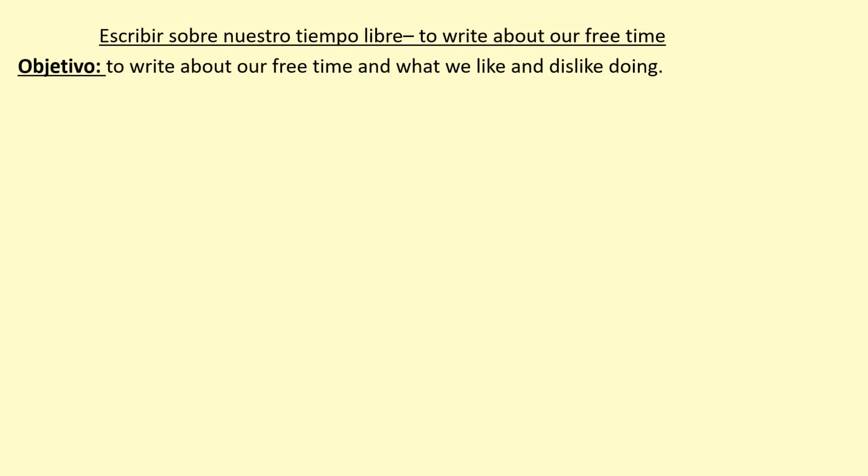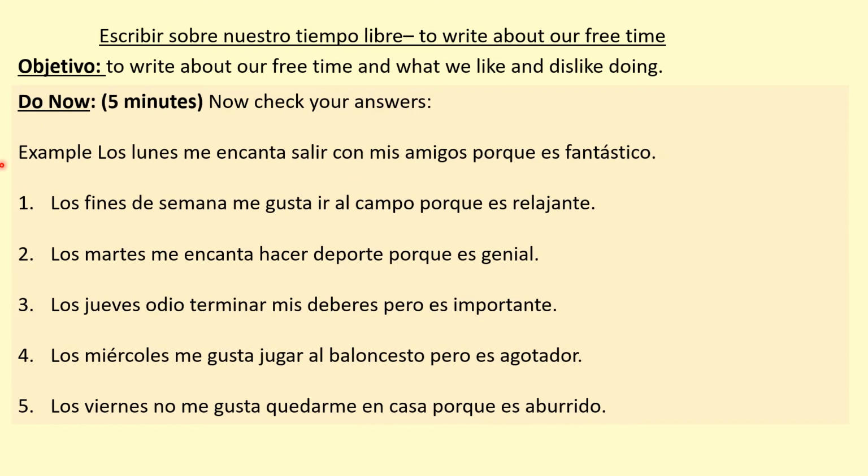Okay, let's look at your answers now. So we had the example, salir, to go out. Número 1. You should have written ir al campo, to go to the countryside. Número 2. You should have had hacer. Me encanta hacer deporte. I love to do sport. And you should know that after an opinion verb, we always have the infinitive. So there you find it.